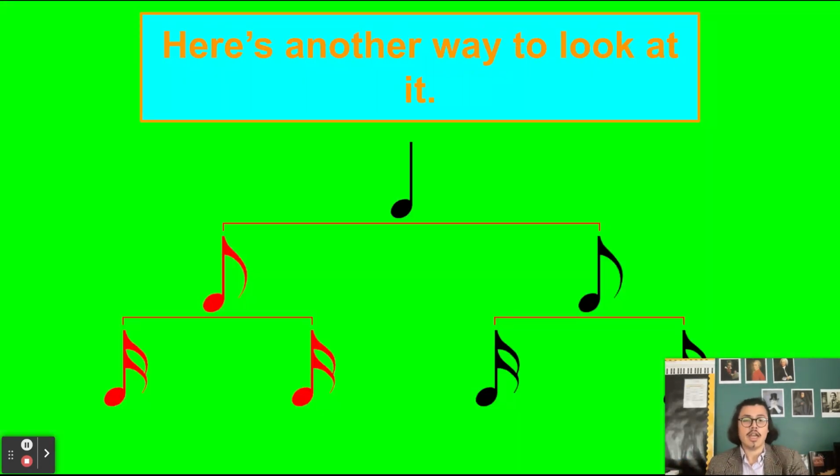And here's another way to look at it, just in case you are a little confused about what I mean by they double in speed, or each one keeps getting halved in duration. So you have first the quarter note at the top, which is one beat. And if you split that beat, you're going to get two eighth notes with one flag. And if you split each eighth note, you're going to get two 16th notes. So since two eighth notes make up a quarter note, you're going to have four 16th notes.